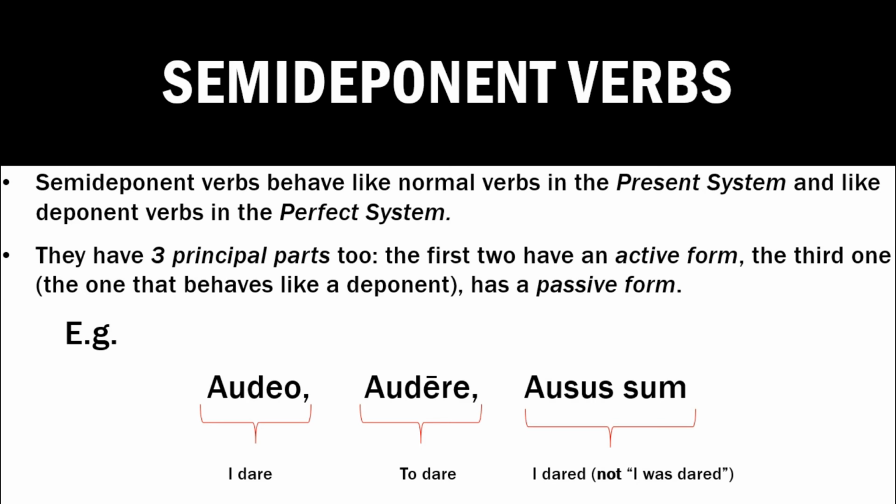So for example, I put this verb which means to dare, to be brave enough. So audeo, I dare, audere, to dare, ausus sum, I dared. But since this is related to the perfect system, I cannot translate with a passive, because it behaves like a deponent verb. So I must translate with I dared and not I was dared, because it wouldn't be correct.